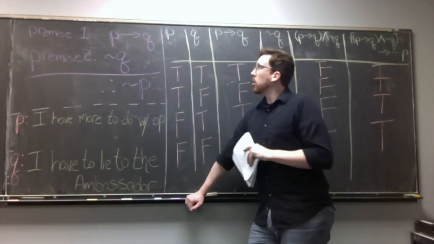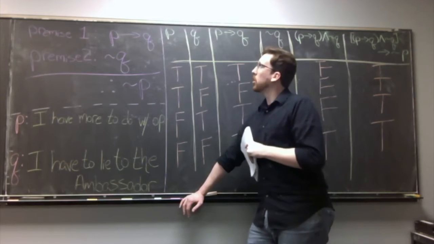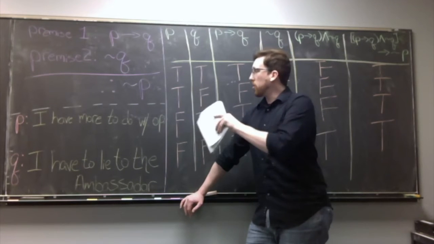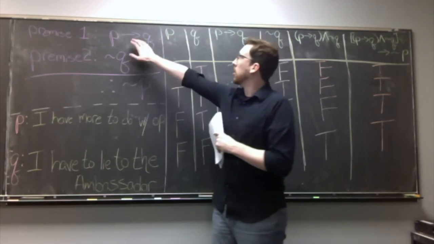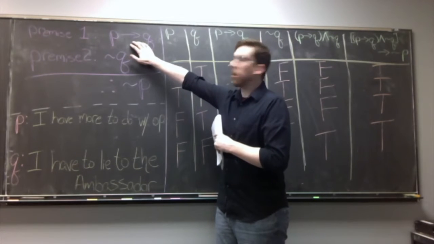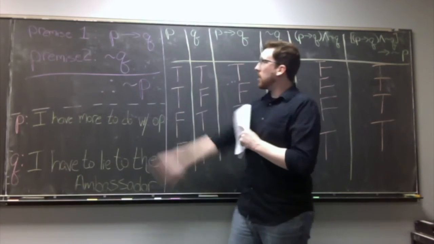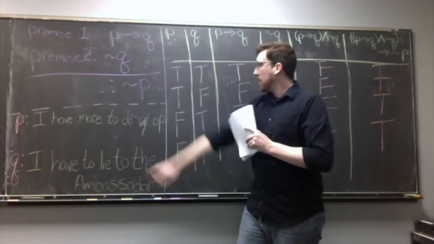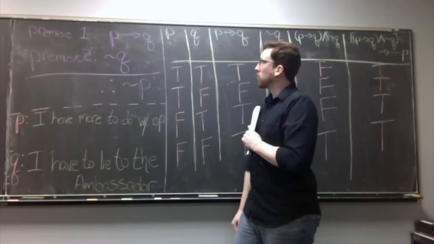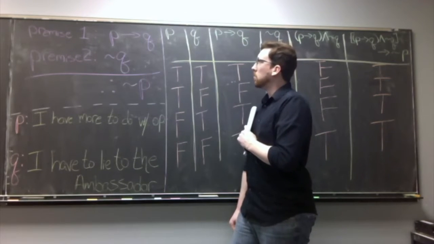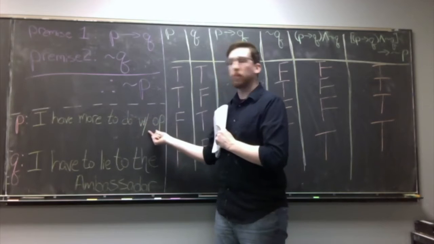From here, I claim that the first premise is the compound statement, if I have more to do with the operation, then I have to lie to the ambassador. That's this first premise, right? If P, then Q. The second premise, not Q, is I cannot lie to the ambassador. And then finally, the conclusion is, therefore, I cannot have more to do with the operation.